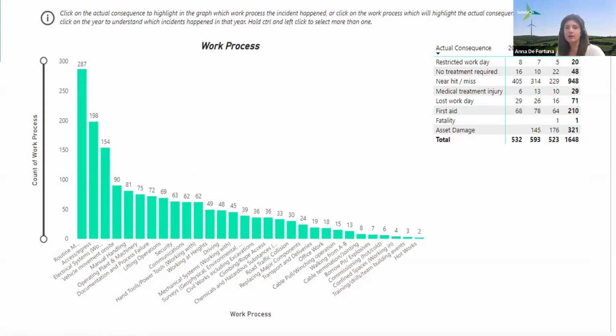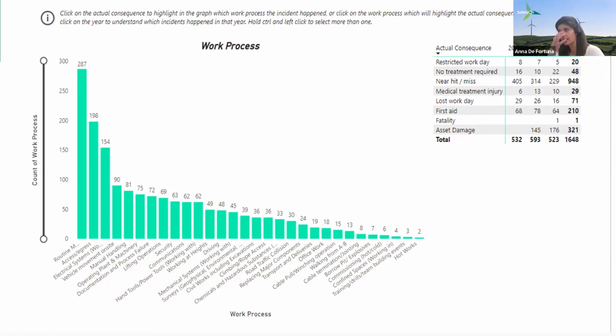So here, if we decide, for example, to delve into work processes, what this slide shows us is all of the work processes where we're seeing incidents occur, not just the top 10 that are shown on that front page. Within this, we can further break down that information so that we can understand within which work processes the actual consequences are occurring, such as restricted work days. And then we can further break down that information into years.